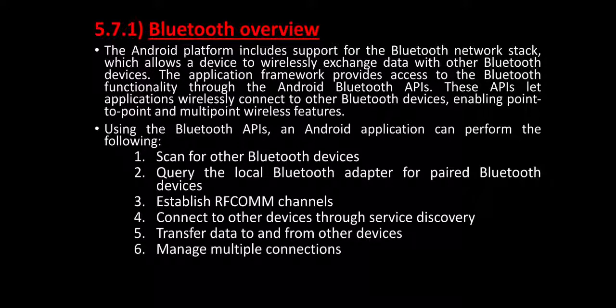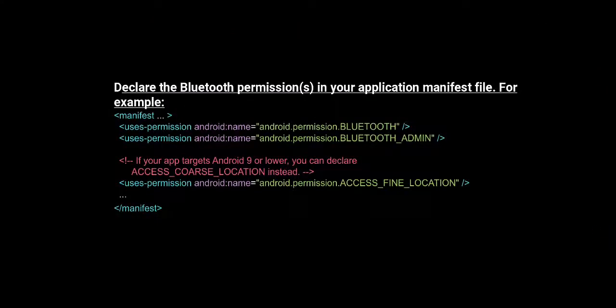The application framework provides access to the Bluetooth functionality through the Android Bluetooth APIs. These APIs let an application wirelessly connect to other Bluetooth devices, enabling point-to-point and multi-point wireless features. Using the Bluetooth APIs, an Android application can perform the following tasks: scan for other Bluetooth devices, query the local Bluetooth adapter for paired Bluetooth devices, establish RFCOMM channels, connect to other devices through service discovery, transfer data to and from the other device, and manage multiple Bluetooth connections.